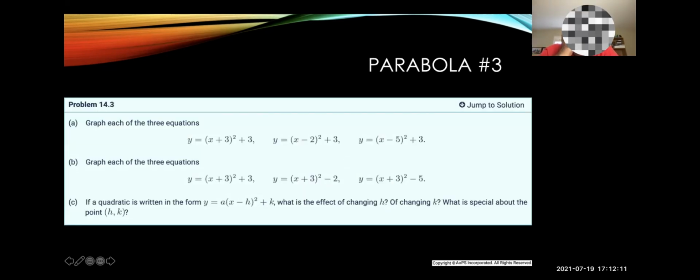So here's a pretty long problem for you. It says graph each of these equations, and then it's the same for part B as well. I just want you to try to do this. It'll probably take you 10 minutes to graph all of these, so take your time, and in 10 minutes we'll come back and I'll explain it.